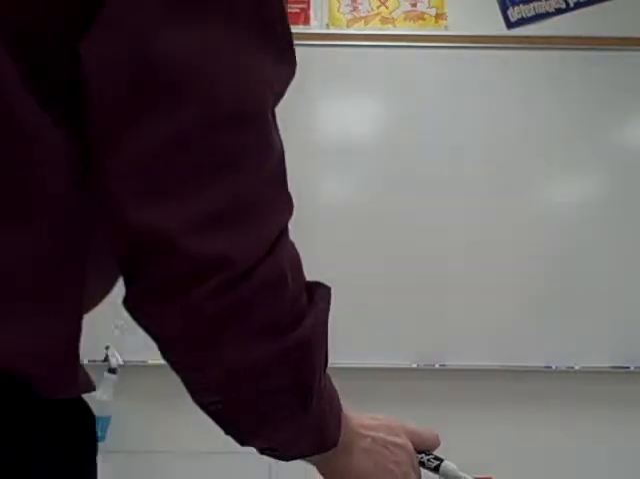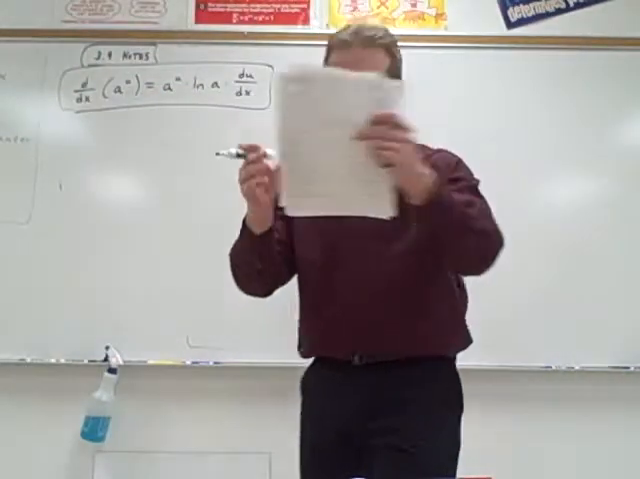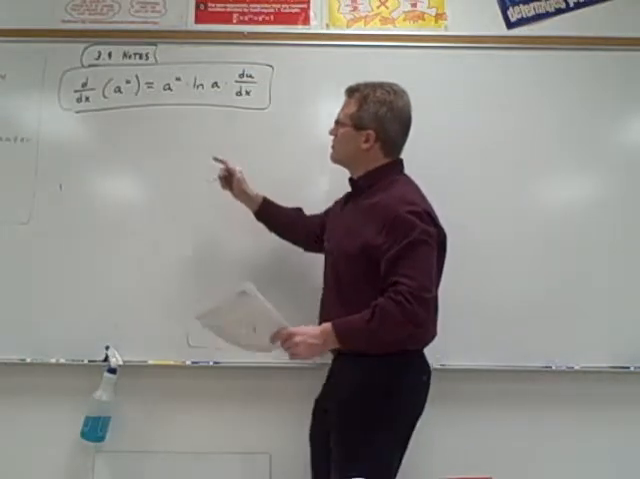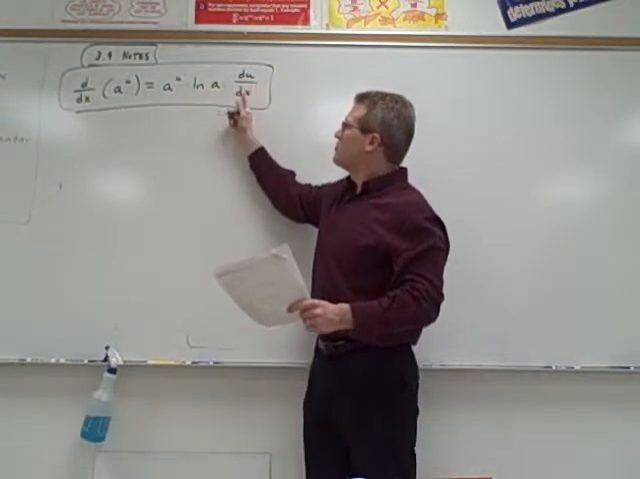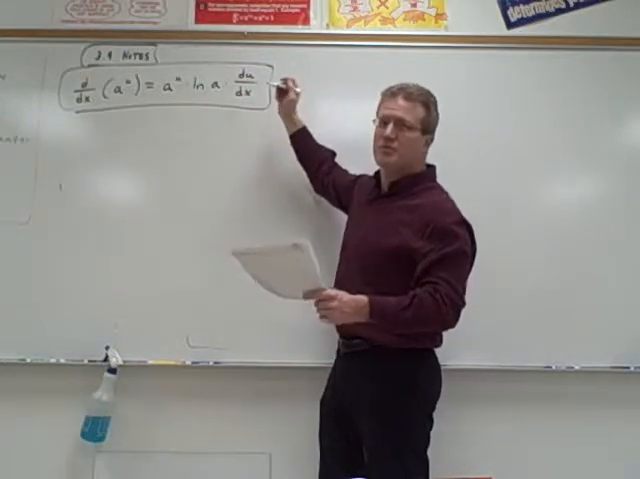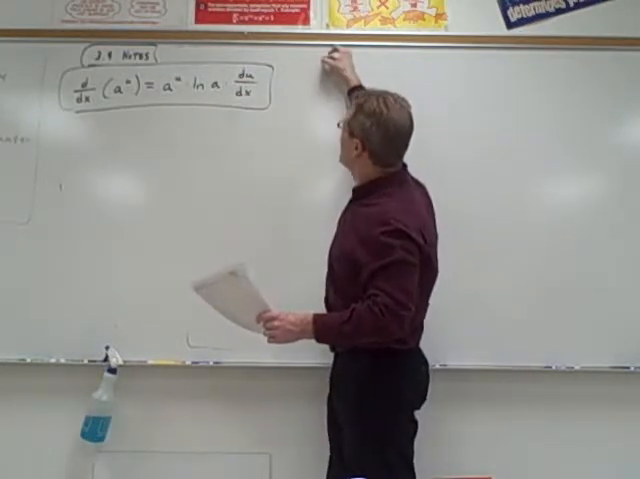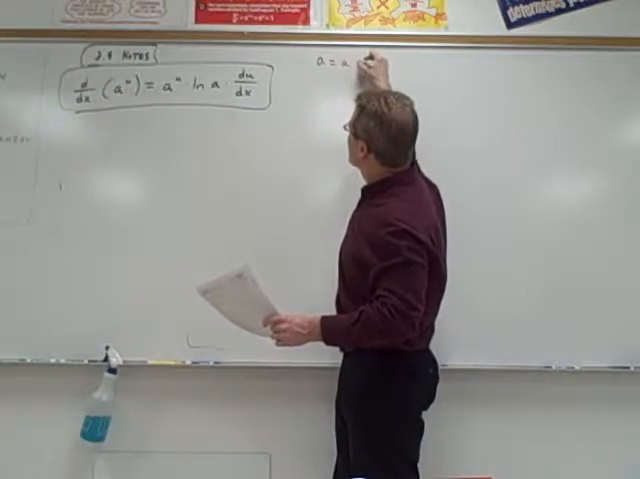This is lesson 3.9 notes. This is formula F on your formula sheet. It says the derivative of a to the u equals a to the u times natural log of a times the derivative of u with respect to x. One thing to remember, keep straight on this, is that a equals a constant.